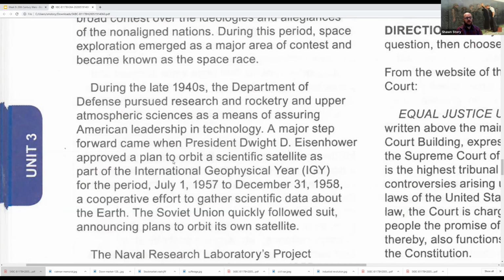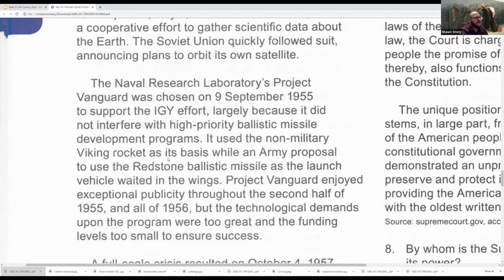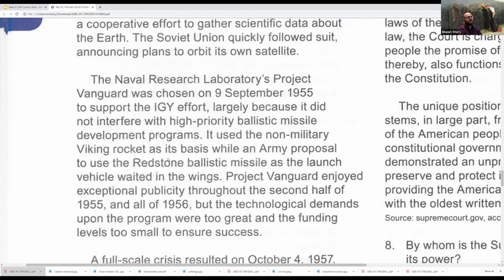The Soviet Union quickly followed suit, announcing plans to orbit its own satellite. Again, we see this idea of a race, right, of who's going to get there first. The Naval Research Laboratory Project Vanguard was chosen on 9 September 1955 to support the IGY effort, largely because it did not interfere with the high-priority ballistic missile development programs. It used the non-military Viking rocket as its basis, while an Army proposal to use the Redstone ballistic missile as the launch vehicle waited in the wings.